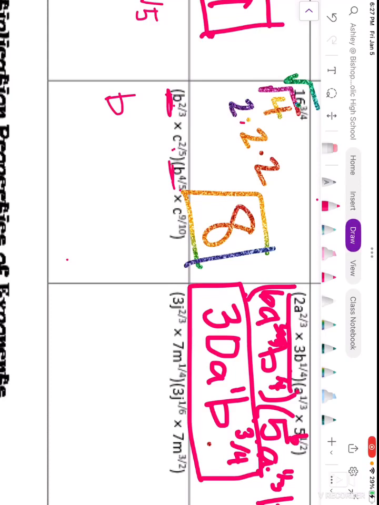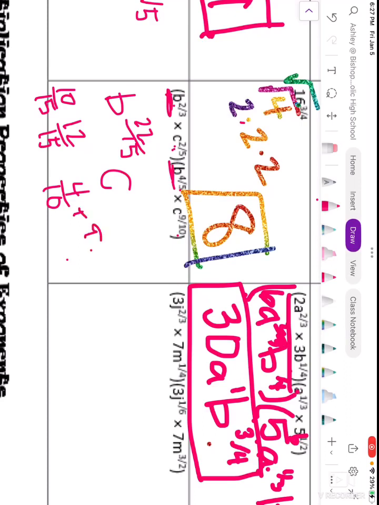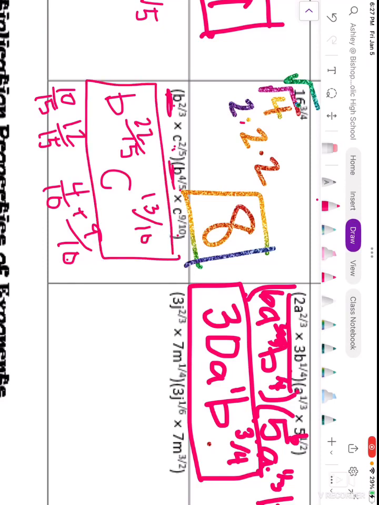We would need a common denominator, which would be 15, so we would change our 2/3 to 10/15, and the 4/5 we would multiply by 3 to give us 12/15. And then when we add those, we get 22/15. For c, we have to add 2/5 plus 9/10. We would change the 2/5 to 4/10, taking it times 2. And then plus 9/10, that gives us 13/10. So b to the 22/15, c to the 13/10.